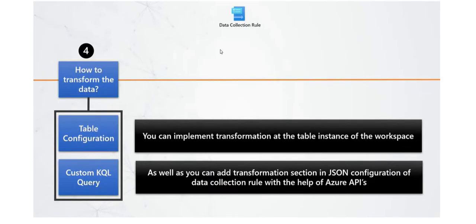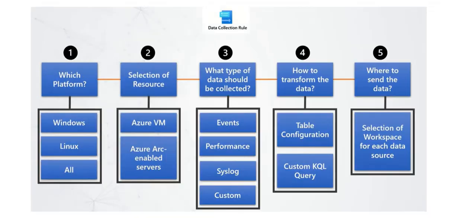Now, this is the transformation part, showing how we transform the data. You can implement transformation at the table in the workspace, as well as add a transformation section in the JSON configuration of the data collection rule with the help of the Azure API. So these are the two options for transformation we have. One I showed you while creating the table itself. There are other options as well which I need to explore, but the one I prefer is to do the transformation during ingestion itself. So these are the broad five steps in the data collection rule: platform, selection of resource, type of data to be collected, how to transform the data, and where to send the data.